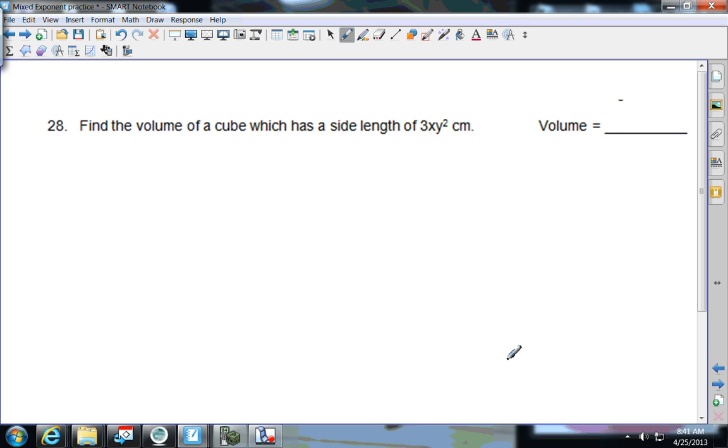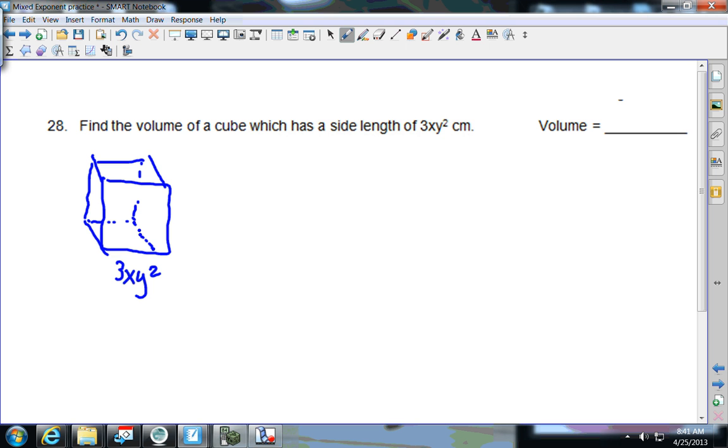First it says, find the volume of a cube, which has a side length of 3xy squared. So remember, a cube, all the sides are the same. Okay? So as I'm drawing my little cube, I know straight lines, not my forte here. I'm off a little bit over there, but that's all right. You get the point. All right, to find volume, it's length times width times height.